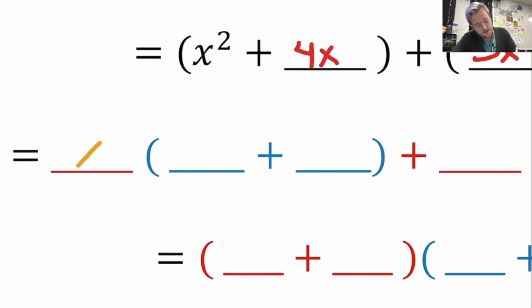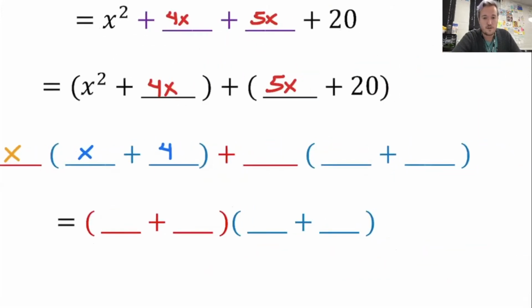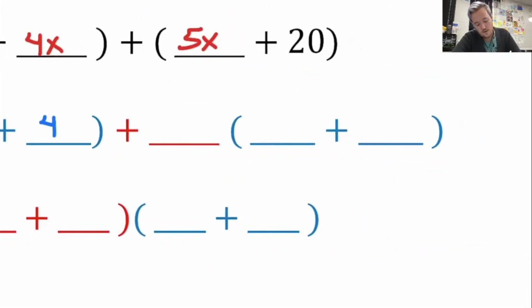Nope, leave that as an x. All right, so here, when I take that out, we're going to have x and 4 left. But if I look at the next group over here, between 5x and 20, what I can take out is a 5. So when I take out that 5, I'm going to divide everything. So I'm going to have x plus 4. 20 divided by 5 gives you 4.